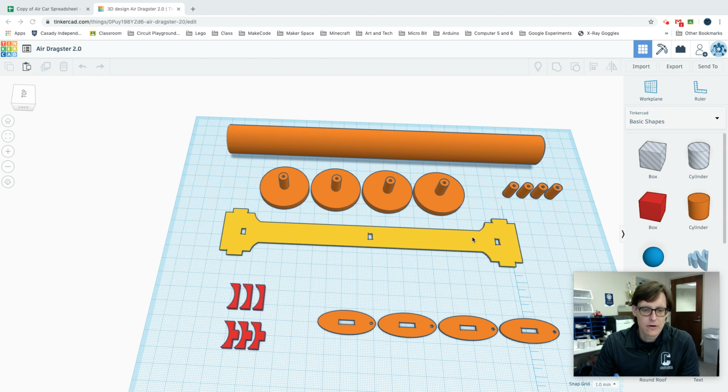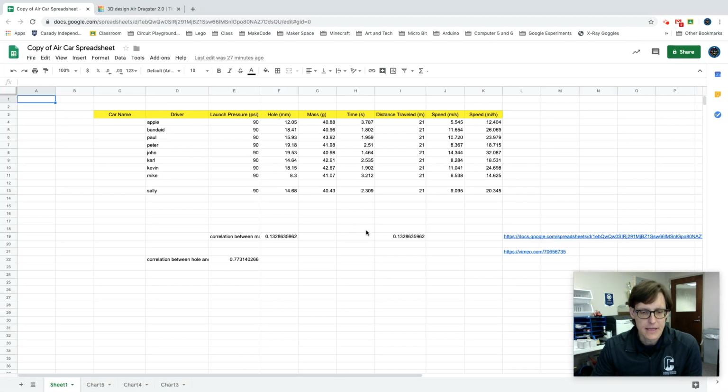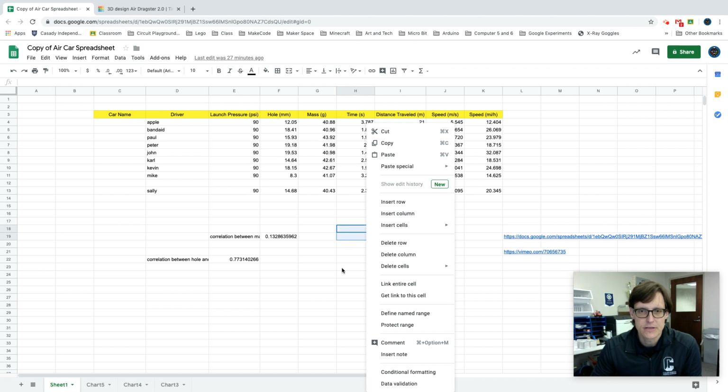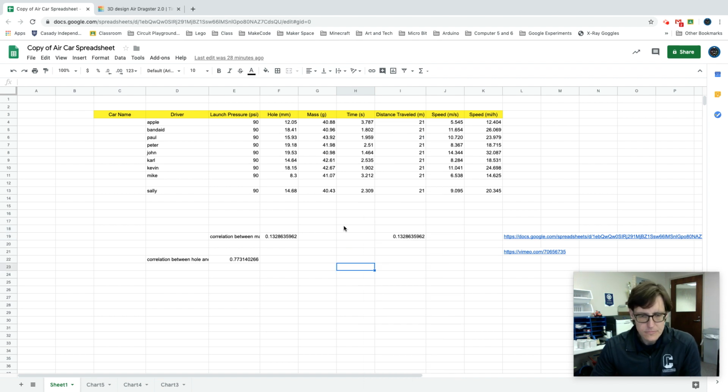After I designed the car, it was cut out on a laser cutter. And then we, during the race, recorded a variety of data. And here is the Google spreadsheet that we made to calculate the speeds in both meters per second and miles per hour for each one of the drivers and their cars.